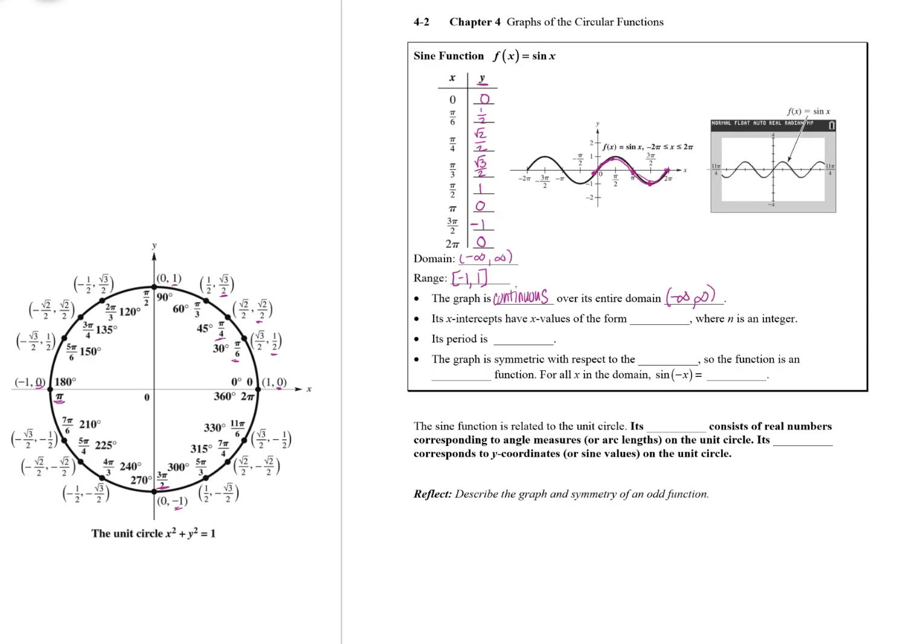The x-intercepts have x values of the form. Let's look at the graph. It's 0 for the x-intercept, pi, 2 pi. So you see how they're just integer multiples of pi? So we can call this n pi for the x-intercepts. Its period is how far does it go before it repeats. So do you see how it's going to repeat after every 2 pi? It's a periodic function that repeats after every 2 pi. The graph is symmetric with respect to the origin.